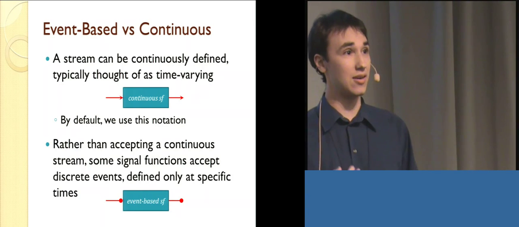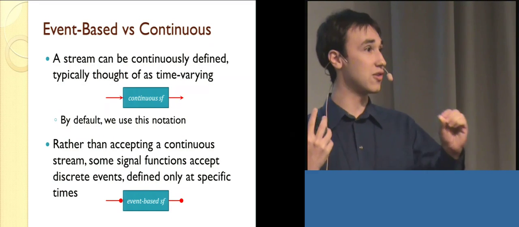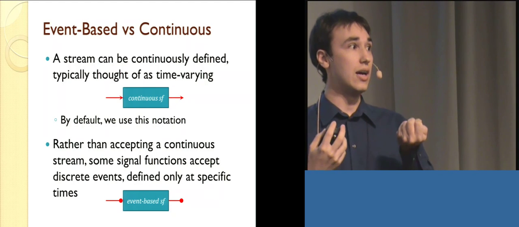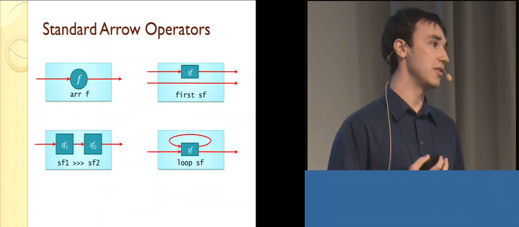Specifically for event-based arrows, we'll use this alternate notation: red lines with the circles at the end to represent that it's an event. An event is just a stream that's only defined at particular discrete values rather than continuous.